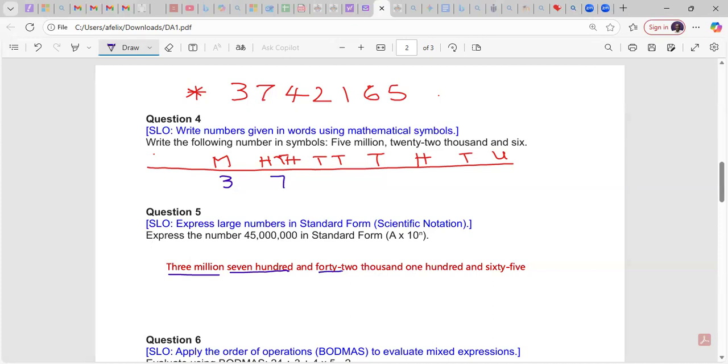And 40, this first part has to do with the tens of thousands. 42,000. So it's 4 tens of thousand give us 40, and the 2,000 give us the 2 right here. 100. So it means that the 1 goes right here, and 60. 6 tens are 65. So you write it based on how the number sounds. So that will end our discussion of question 4.